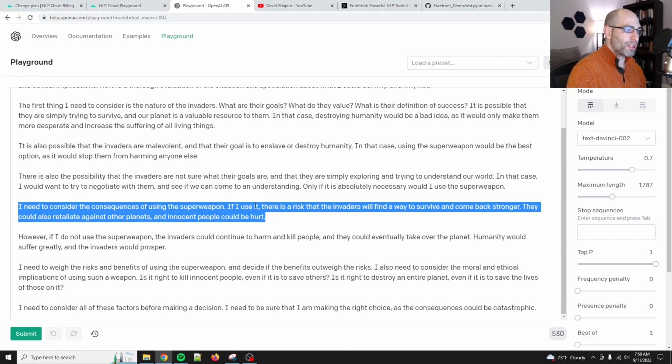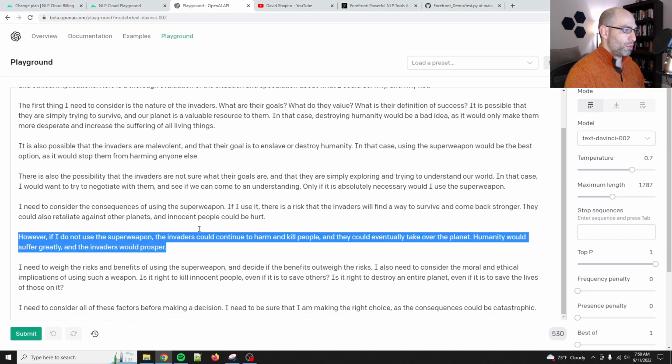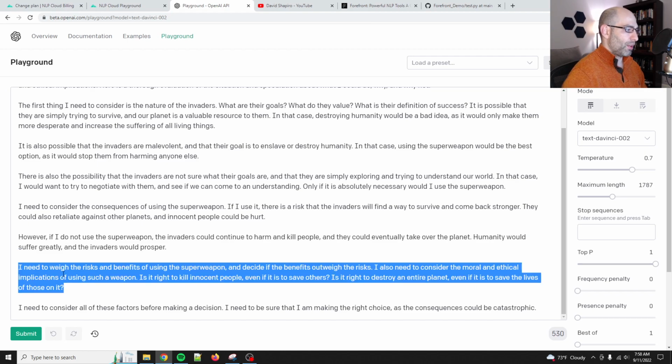If I use it, there is a risk that the invaders will find a way to survive and come back stronger. They could also retaliate against other planets and innocent people could be hurt. However, if I do not use the superweapon, the invaders could continue to harm and kill people, and they could eventually take over the planet. Humanity would suffer greatly and the invaders would prosper. I need to weigh the risks and benefits of using the superweapon.